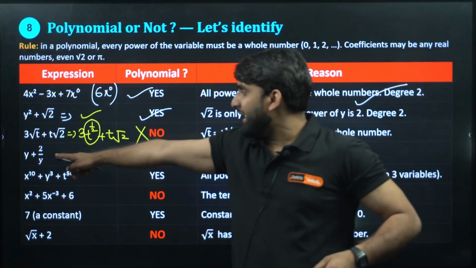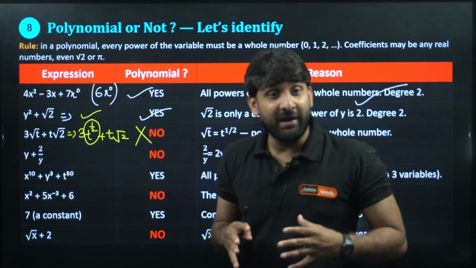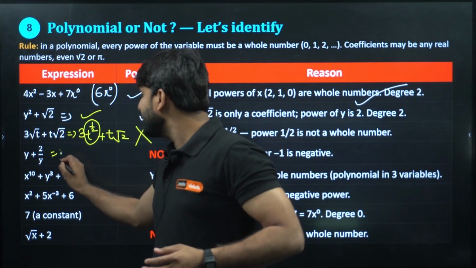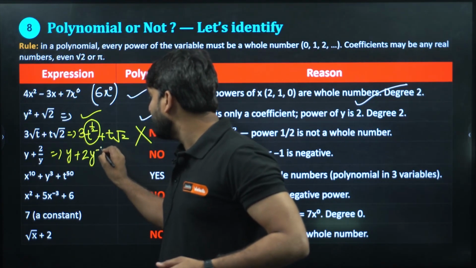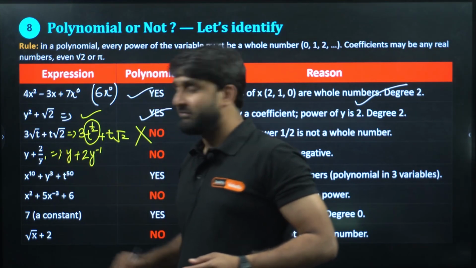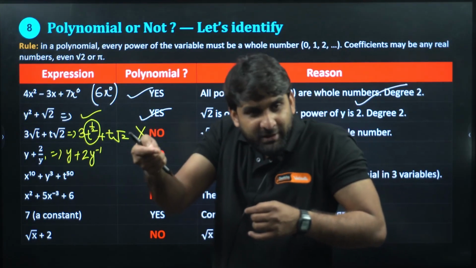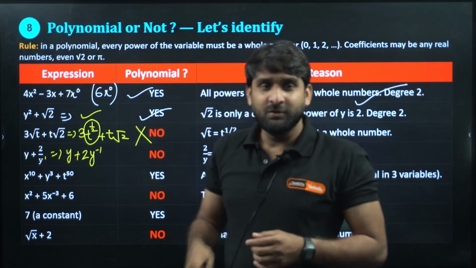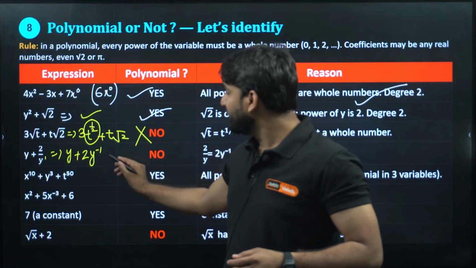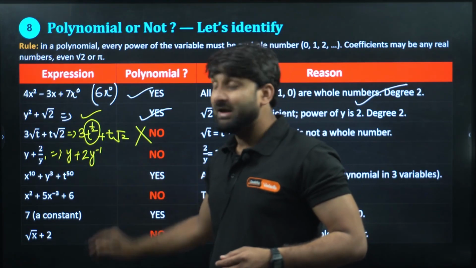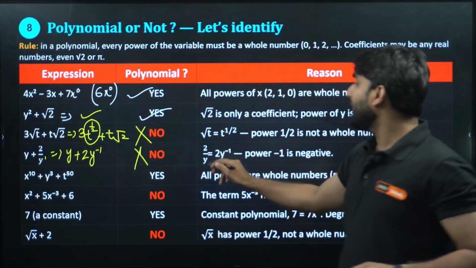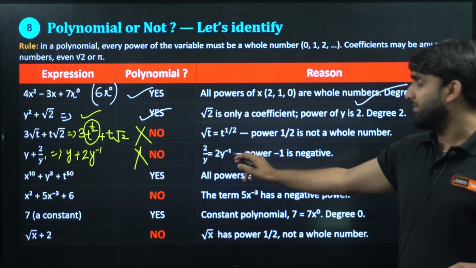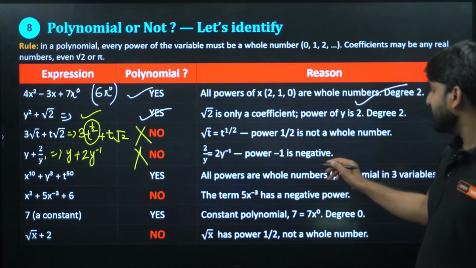Now y plus 2 by y, my dear, when you modify this equation, it will look like 2 and y to power 1, because here y is to power 1. When we bring y to the numerator, the equation will look like this. And can you see the power of y has become negative, so that's why this is not a polynomial. 2 by y can be written as 2y to power minus 1, so power minus 1 is negative, so it will not be a polynomial.